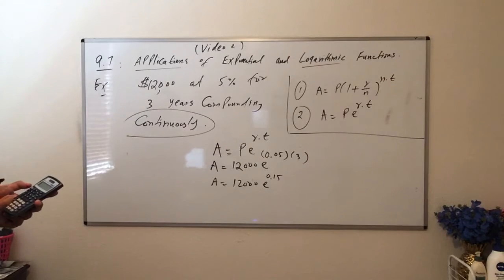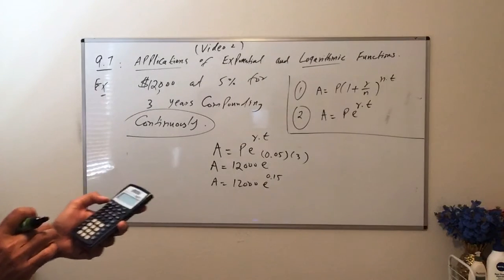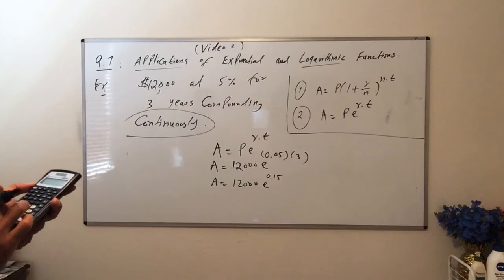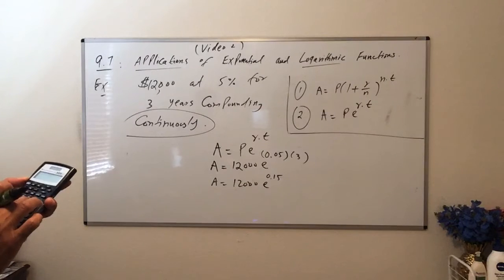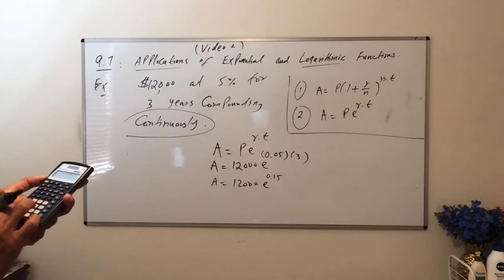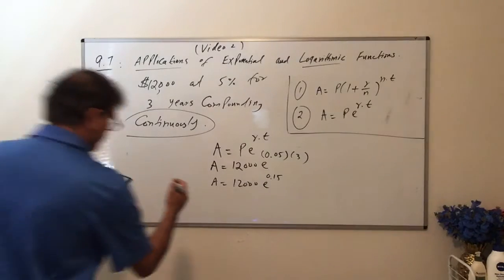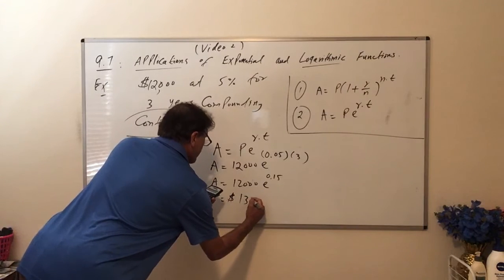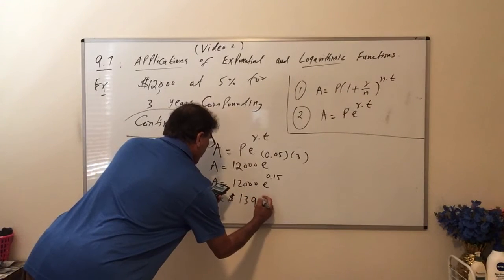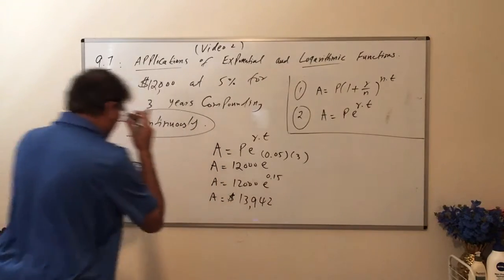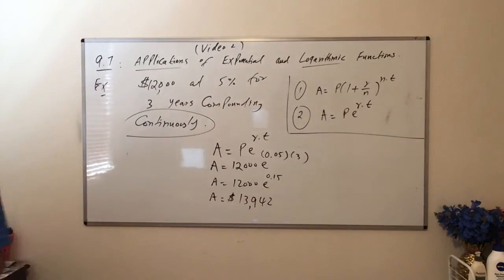So the E is the second and ln. Second ln is E, and 0.15 and close the parentheses, hit equal, and multiply by 12,000. So A is approximately, I'm going to round to the nearest cent, $13,942. Okay, so this is much easier because the whole thing is a calculator.